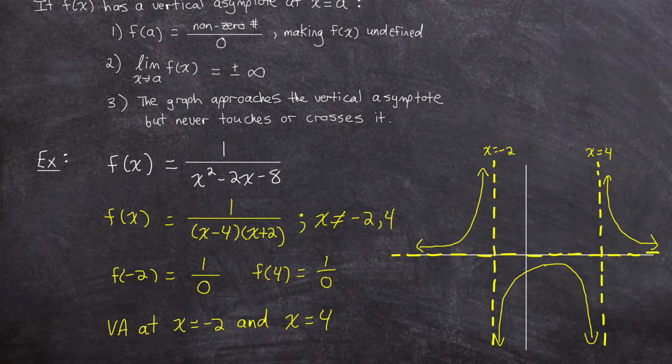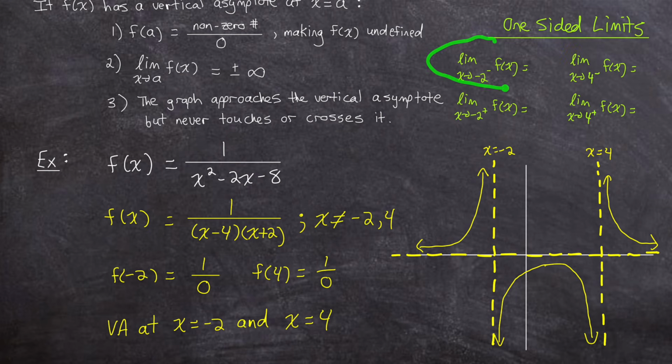As it approaches those vertical asymptotes, the function either goes up towards infinity or down towards negative infinity. So if I were to record the one-sided limits of this function as it approaches the vertical asymptotes: as x approaches -2 from the left, the function goes up towards infinity. But as x approaches -2 from the right, it goes down towards negative infinity. And as x approaches 4 from the left, it goes down towards negative infinity. But as x approaches 4 from the right, the function goes up towards positive infinity.